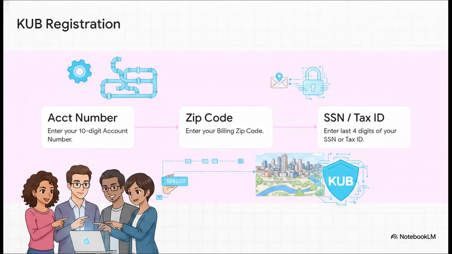Moving on to Section 2, setting up your account, which is basically your blueprint for registration. Once you actually know your provider, the next step is building your blueprint and getting registered on their specific online portal. For example, if you're with KUB, again, the largest provider, you're going to need to follow these exact steps to register your account securely. You'll need your 10-digit account number, your billing zip code, and the last 4 digits of your social security number or tax ID. Let me tell you, having these exact credentials ready to go before you sit down at the computer is going to make the whole process so much more seamless.